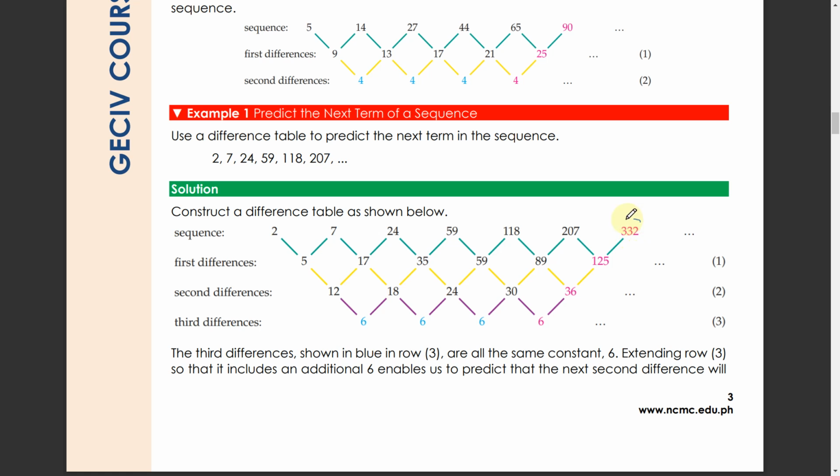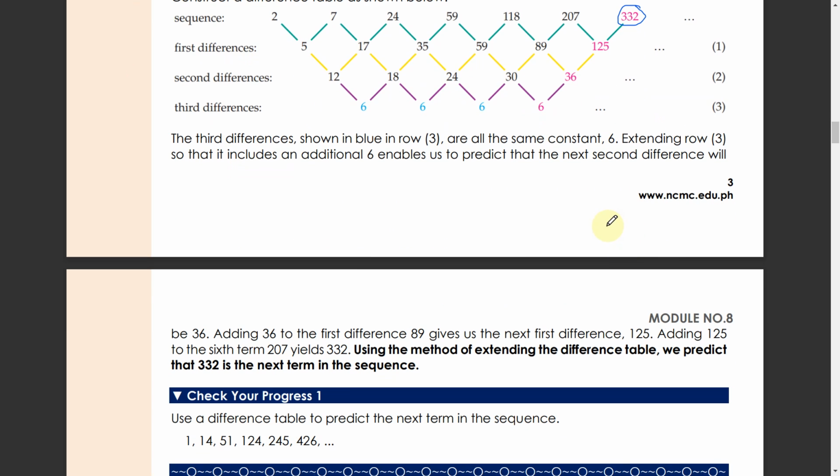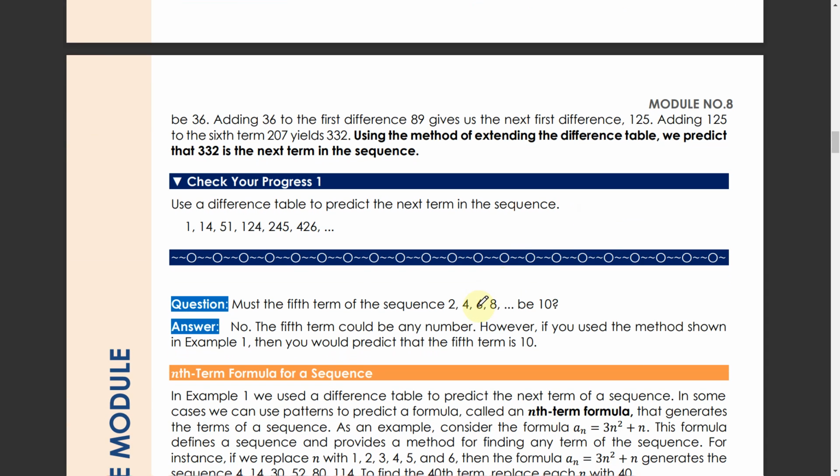So the answer here is 332. Okay, so using the method of extending the difference table, we predict that 332 is the next term in the sequence. So you try to answer this.